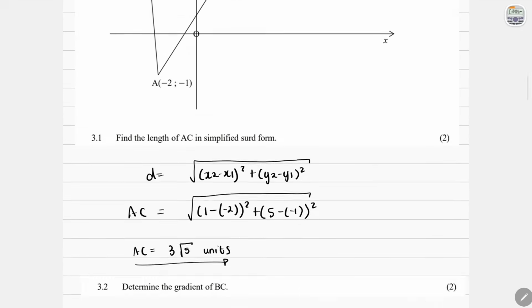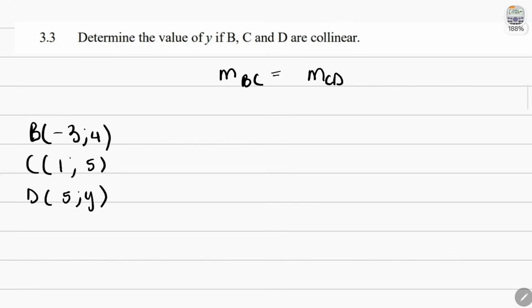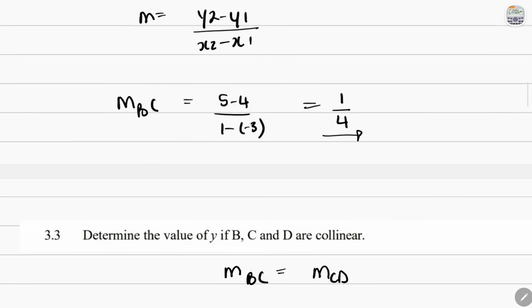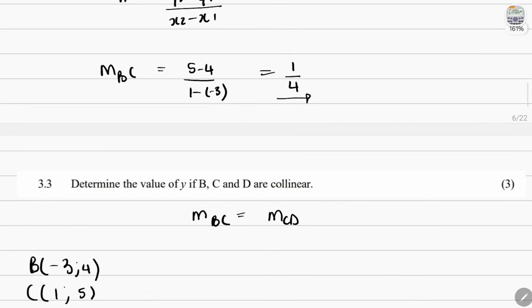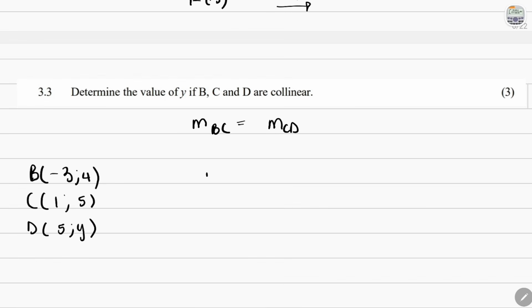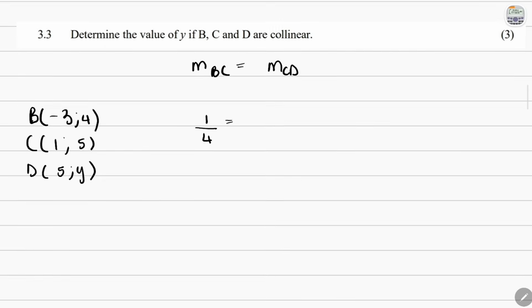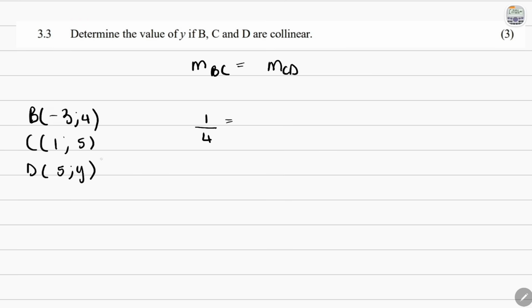Then I'll just put the points down. The gradient of BC, we already found to be 1 over 4. If we rewrite this as 1 over 4, this is equal to the gradient of CD, so this is C and D. I'm just going to go with this being y2. So y minus 5 over 5 minus 1.